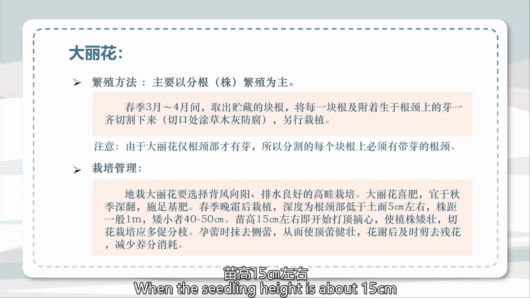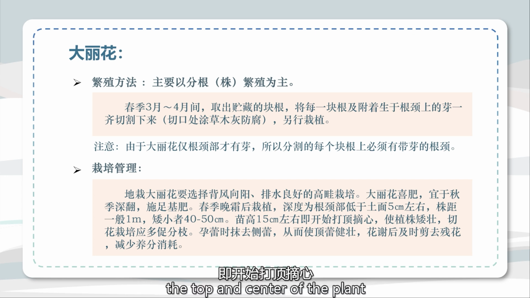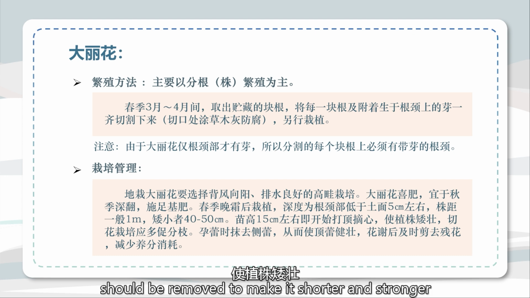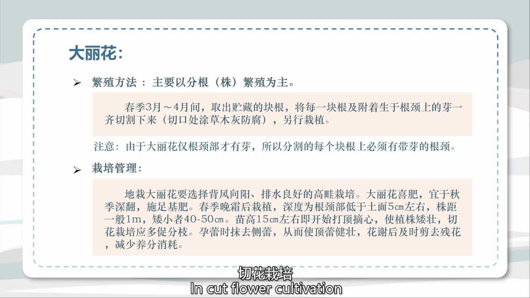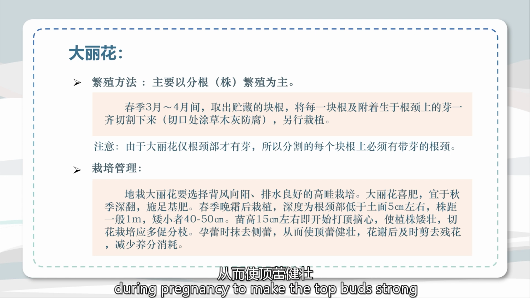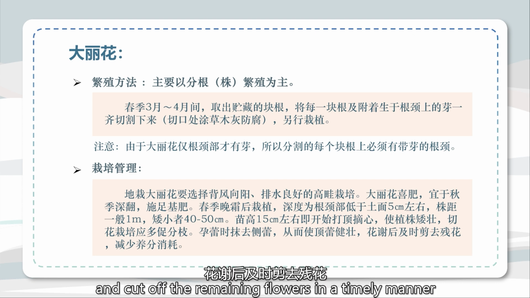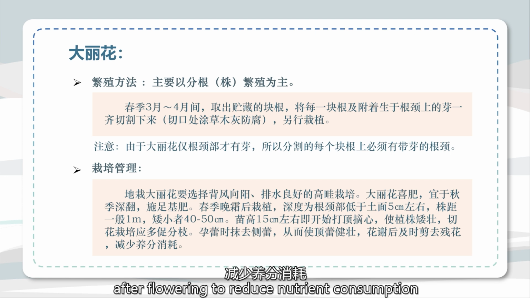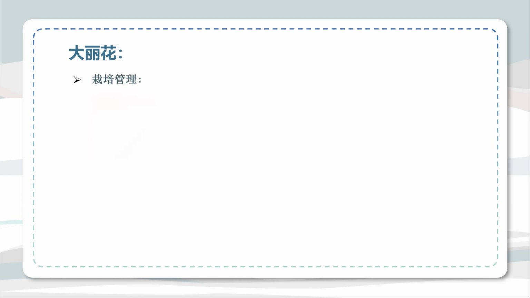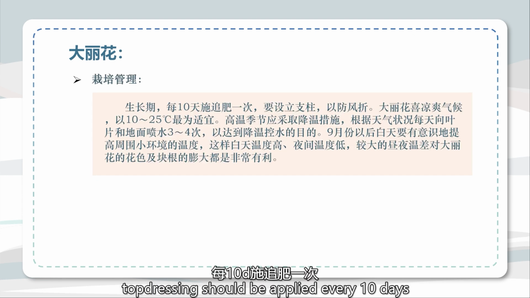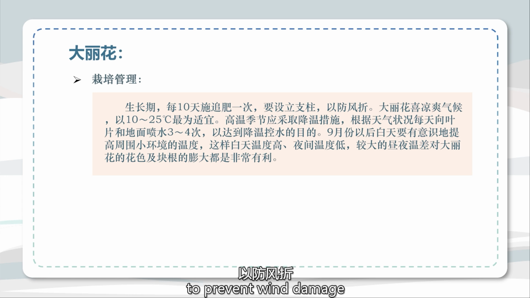When the seedling height is about 15 centimeters, the top and center of the plant should be removed to make it shorter and stronger. In cut flower cultivation, more branching should be promoted. Wipe off the side buds during bud formation to make the top buds strong, and cut off the remaining flowers in a timely manner after flowering to reduce nutrient consumption. During the growth period, top dressing should be applied every 10 days, and pillars should be set up to prevent wind damage.